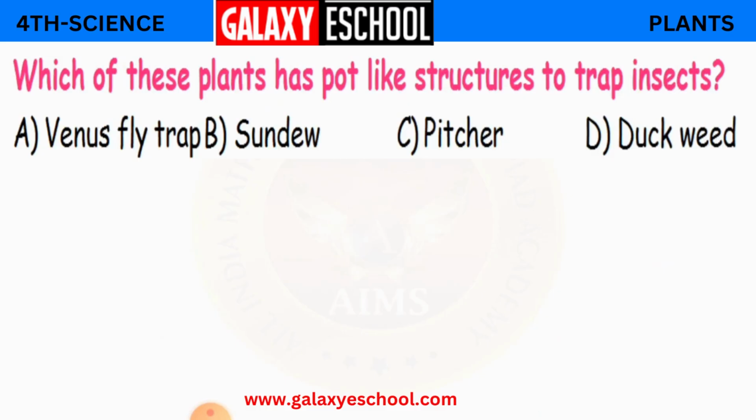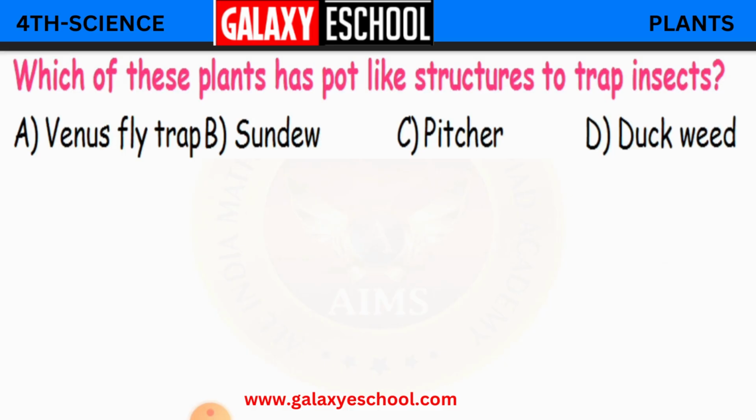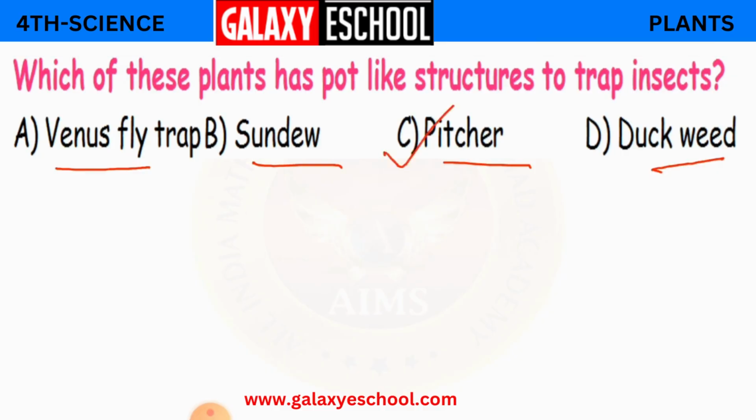Which of these plants has pot-like structures to trap insects? Whether Venus flytrap, sundew, pitcher, or duckweed. And the answer is the C option, that is pitcher.